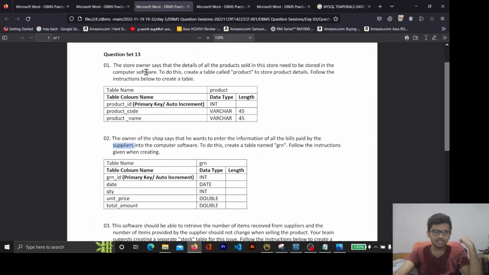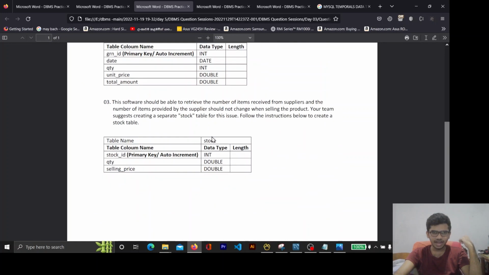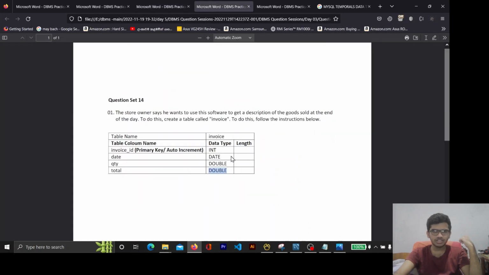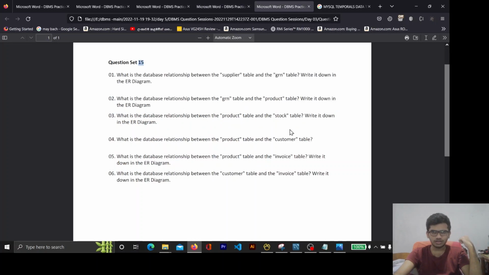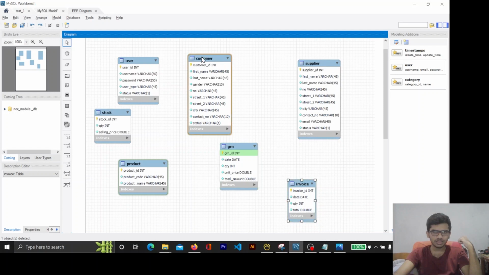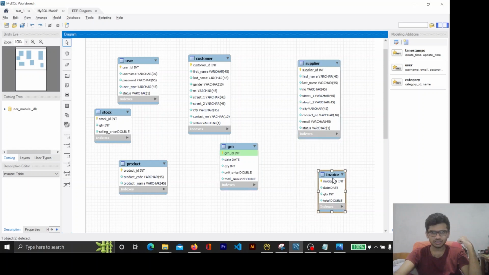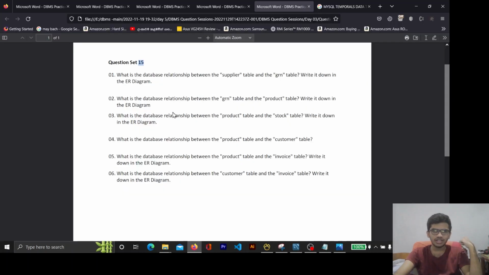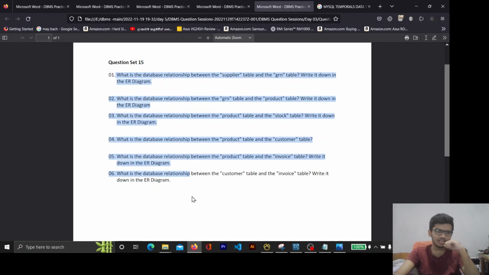In question set 13 we included 3 more tables: product, GRN and stock. In the 14th question we included 1 table, invoice. If you follow all these questions, the ER diagram should look like this. So here's the customer table, user table, stock table, product table, GRN, supplier and invoice, which we created according to the questions. Now this is the final question of this question set.